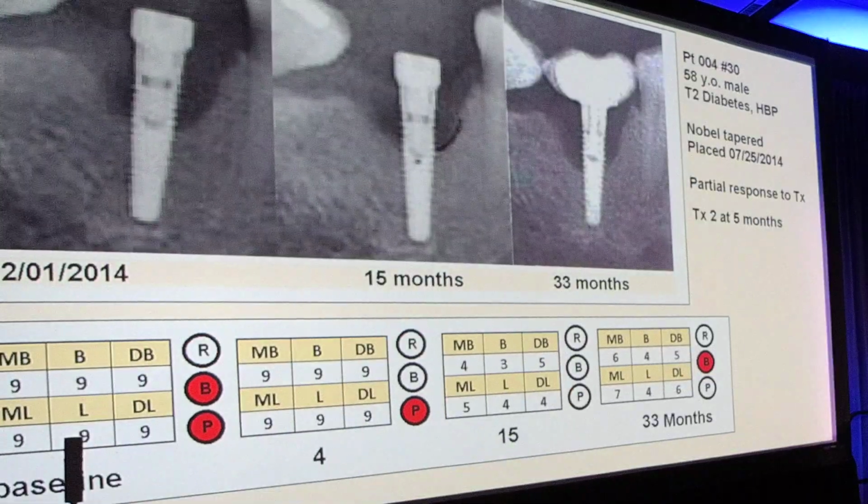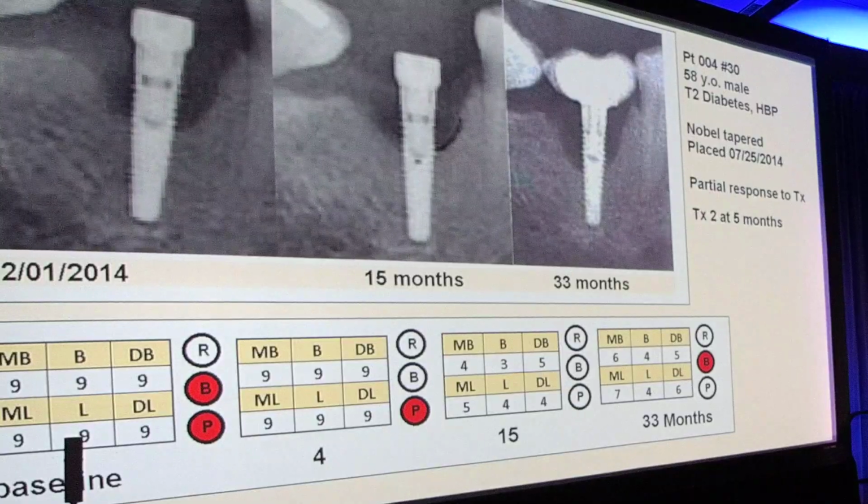Here's an example of a partial response. Over here on 2014, you see 9, 9, and 9 on the buccal, 9, 9, and 9 on the palatal. We treat them. They come back. They still have the deep pockets, still have some pus. Treat them a second time, and at 15 months, the problem goes away. And at 33 months, we get a relapse, with once again bleeding and once again deepening of pockets. So they're just like perio patients, where I suspect y'all see a very similar thing.